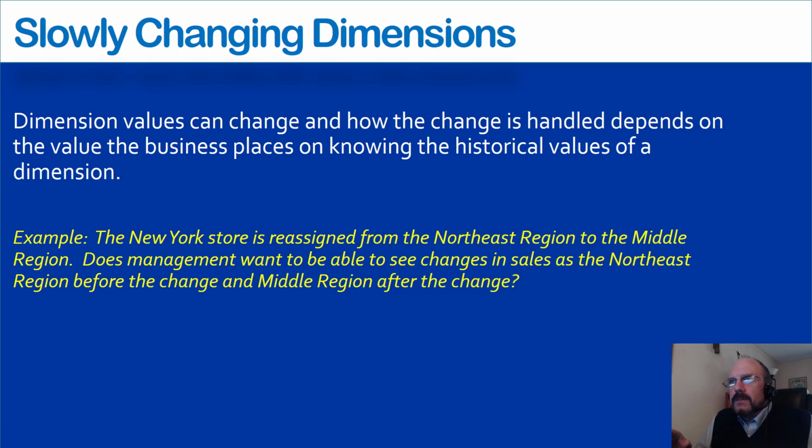So let's assume something. The New York store, we'll assume it's an organization, and we're talking about sales again. The New York store is reassigned from the Northeast region to, we'll say, the middle region. Does management want to be able to see the changes in sales as the Northeast region before and then as the middle region after? If you need that, then you're going to have to track all sales matched up to putting that store in the Northeast region first, and then after the date changed, now data needs to go into the other region. And that's what we call slowly changing dimensions. They're not always that slowly changing, but the idea is you don't want this to be happening every day, but certain things will occasionally change, and it can be important to the business.